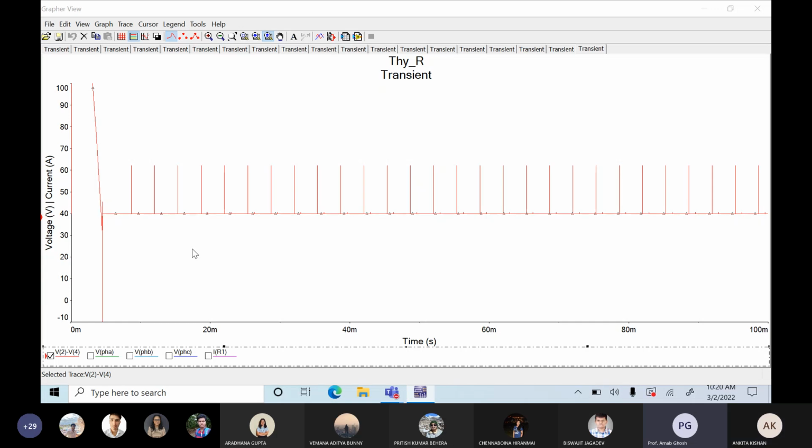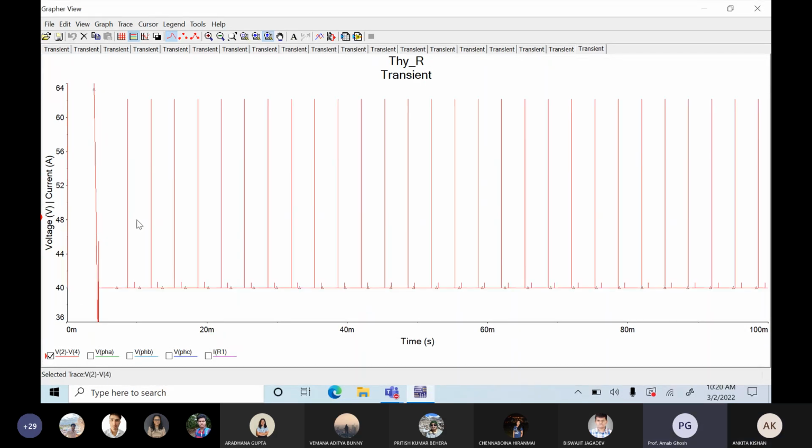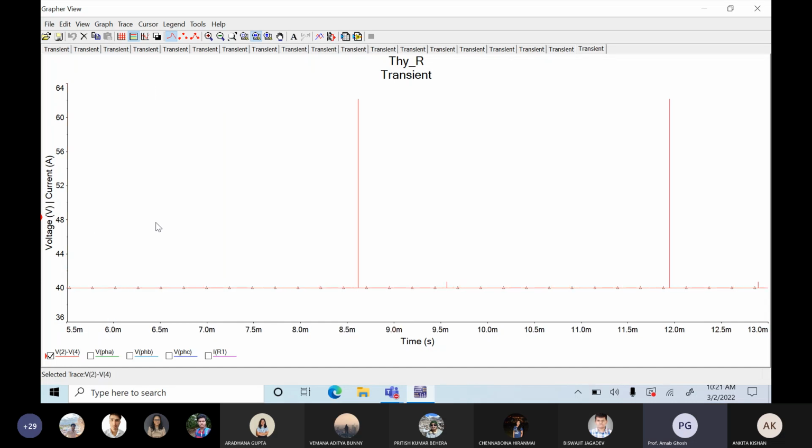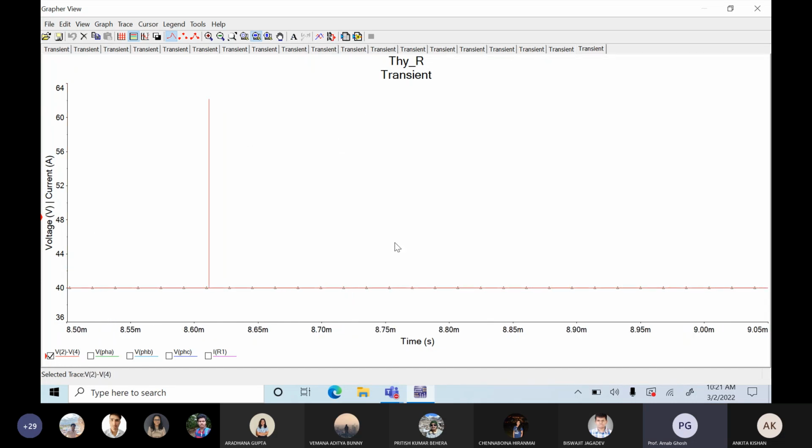And why are the spikes coming? At that point, the firing angle is there. Only that portion it is turned on, then again goes down. Are you getting my point? Make that segment zoom, only one spike. Zoom karo, only ek spike ko zoom karo. So you can see their magnitude. It is coming nearer to 62 point something volts. Okay, 40. So only this portion it is turned on. Then that voltage goes down to your back EMF automatically.